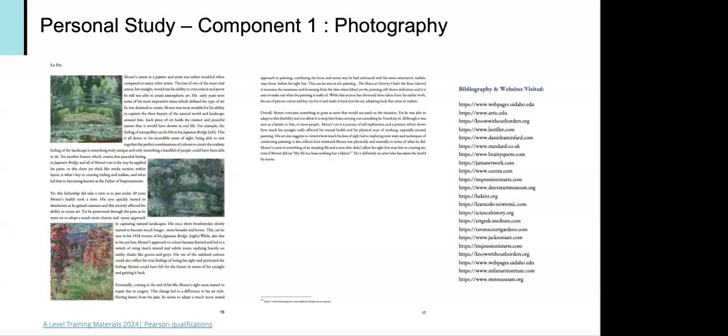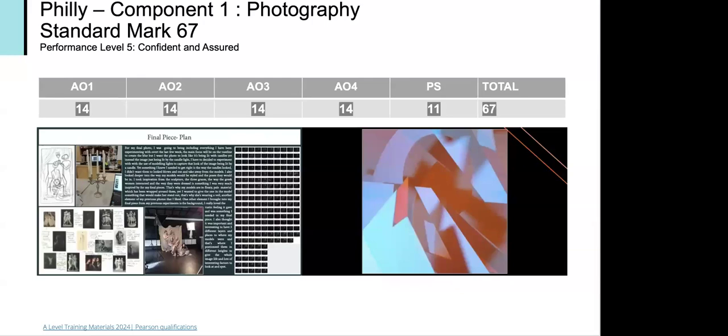So I think really it's time to reveal the mark. Some of you think it's level 5 and one or two think it goes up to level 6. Let's show you the mark. So it's 14, 14, 14, 14. So right in the middle of confident and assured, level 5.